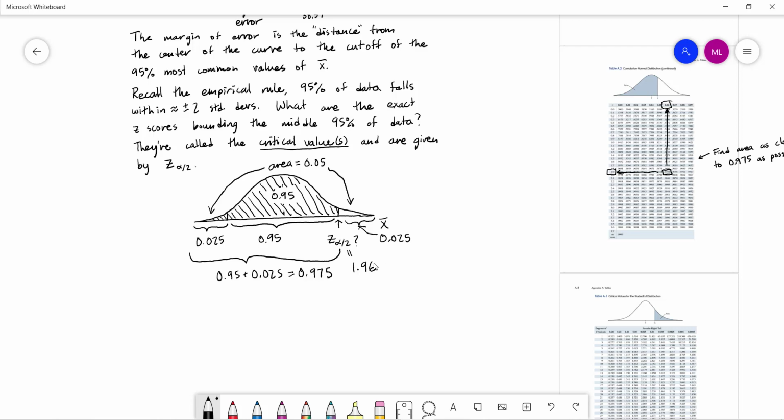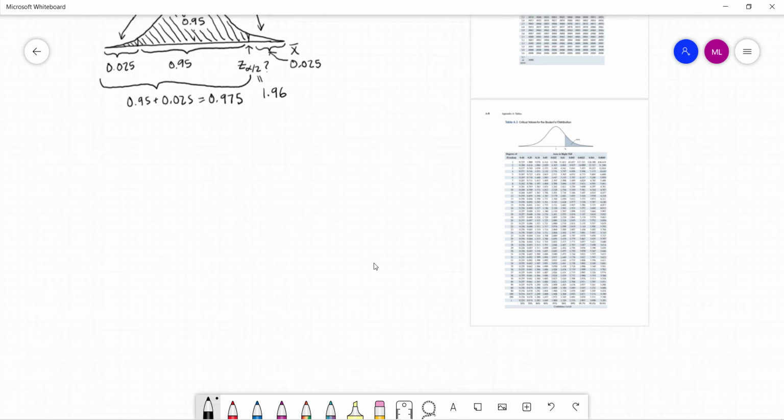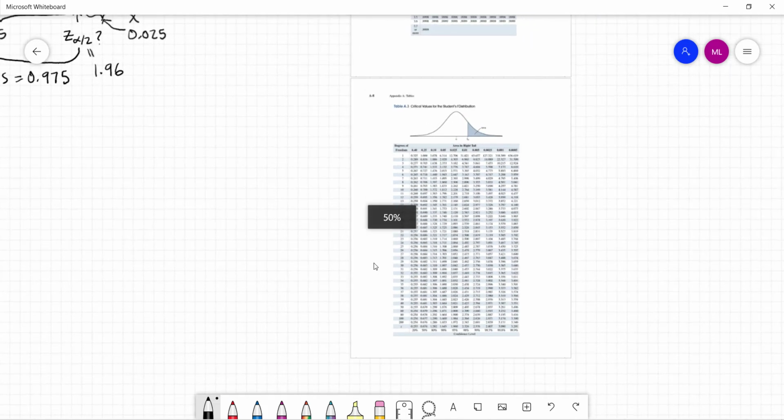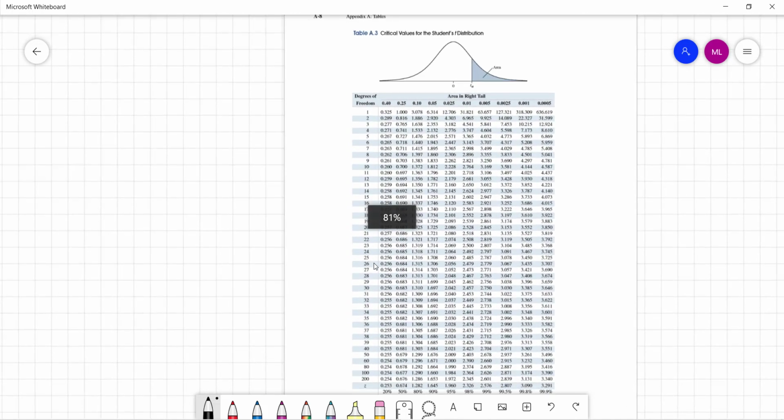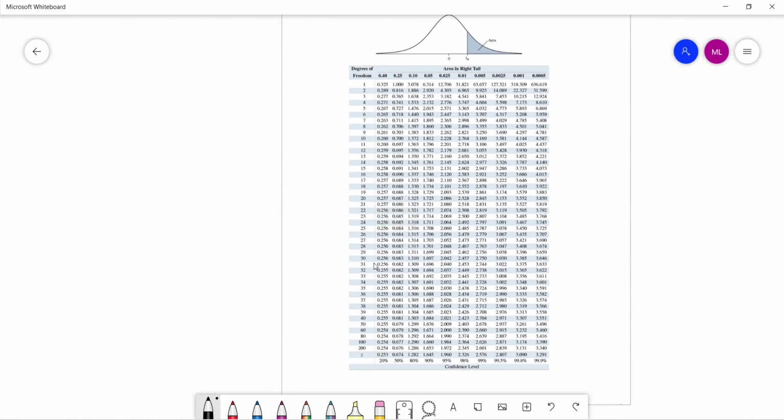I'm also going to show you a faster way using this table A3 that we haven't used yet. If you look at this table, it works differently. The numbers in here aren't areas anymore. The numbers in here are z-scores. And degrees of freedom is something we will discuss later on. We don't need that right now. But what I do want to look at is the bottom here where it says confidence level.